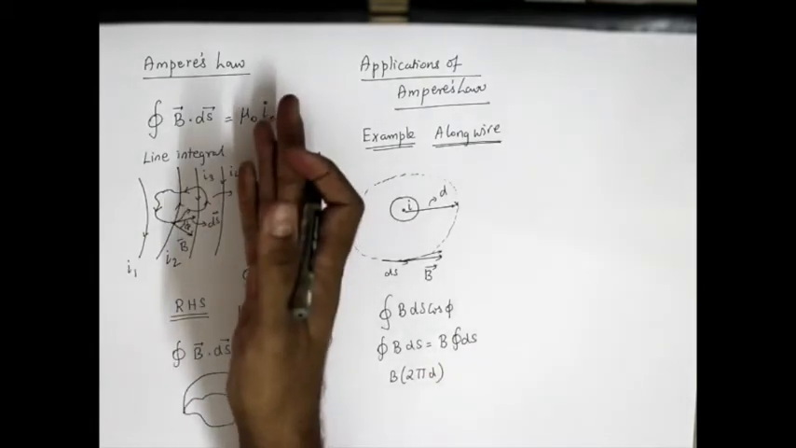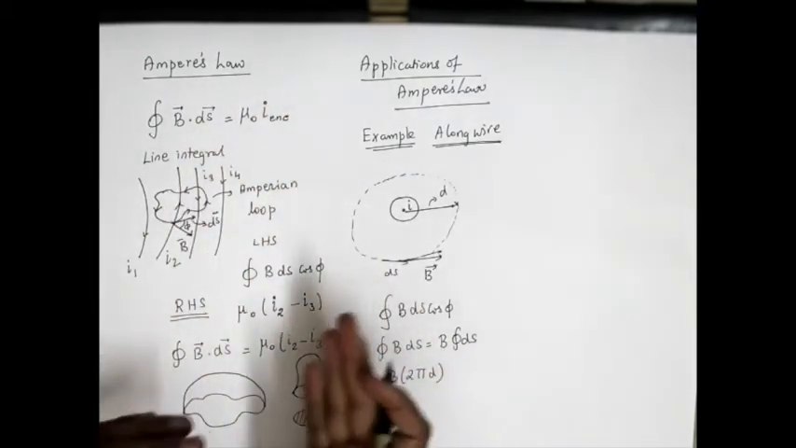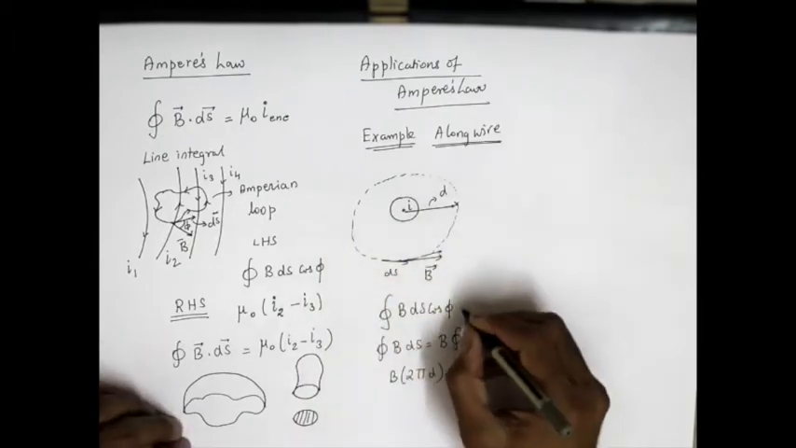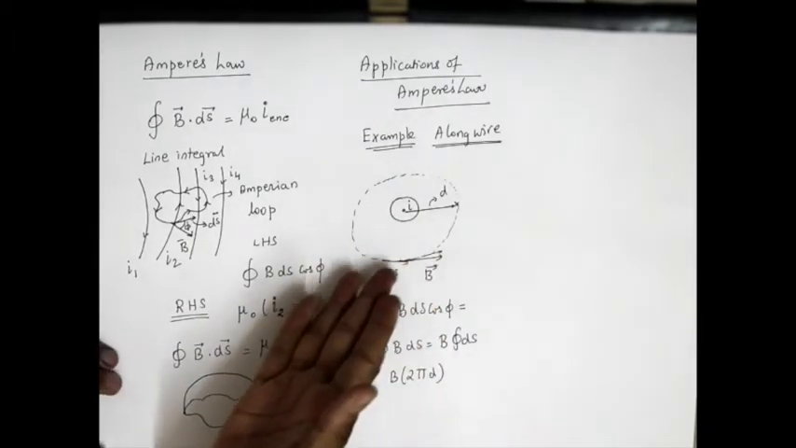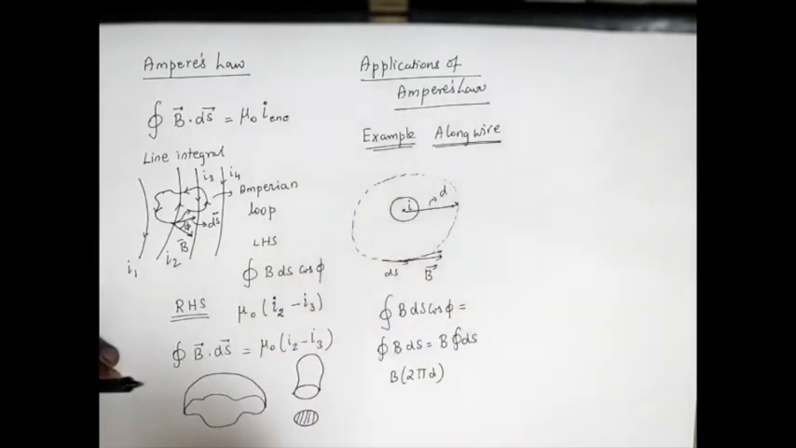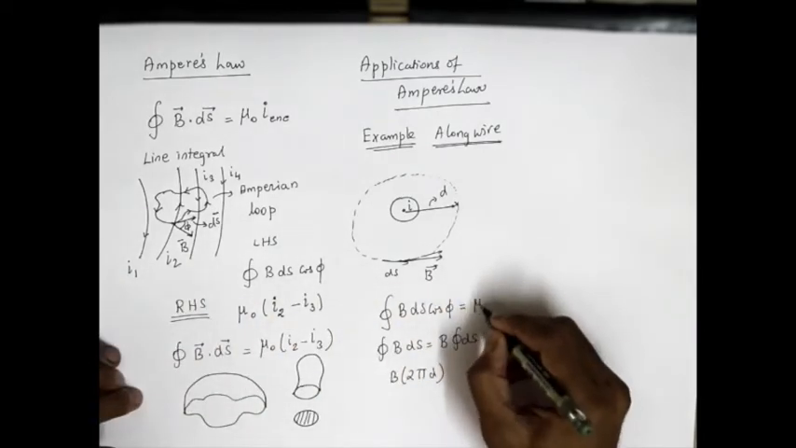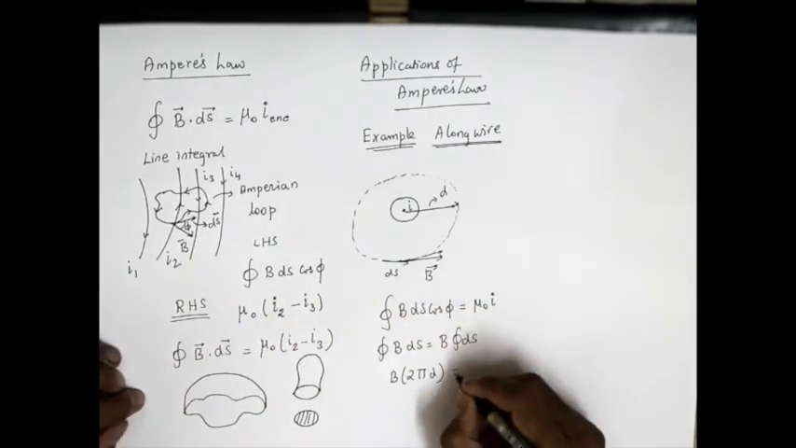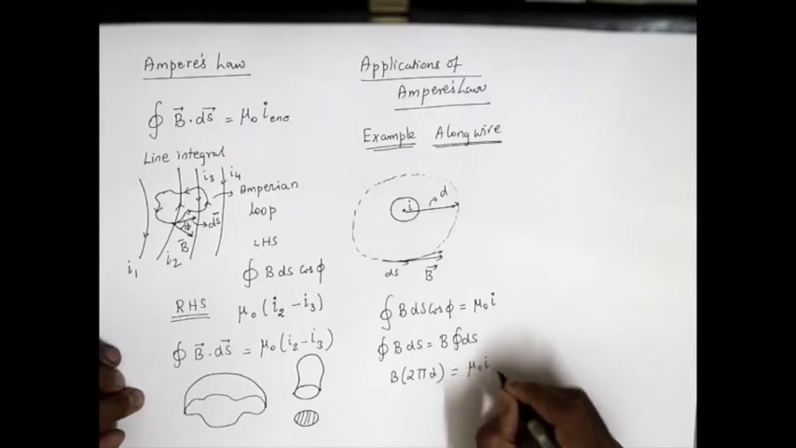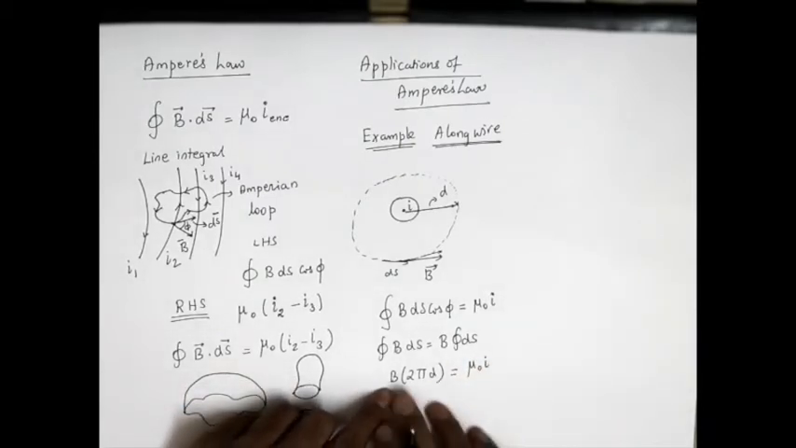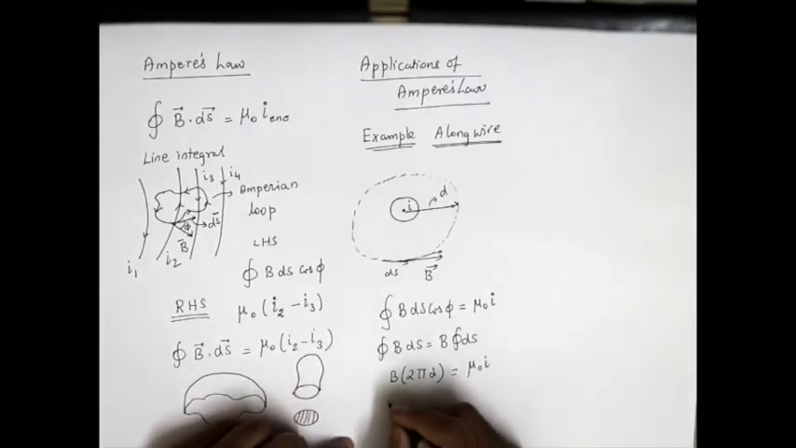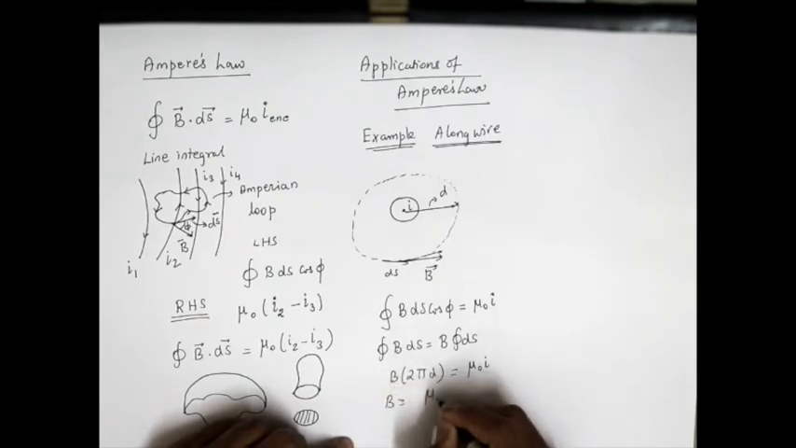Now what is the right hand side? Right hand side is nothing but mu naught times the current enclosed. And we know that we are traveling in this direction, so the current is positive. So this becomes mu naught times I. But you take this to the denominator, B equal to mu 0 I divided by 2 pi d.